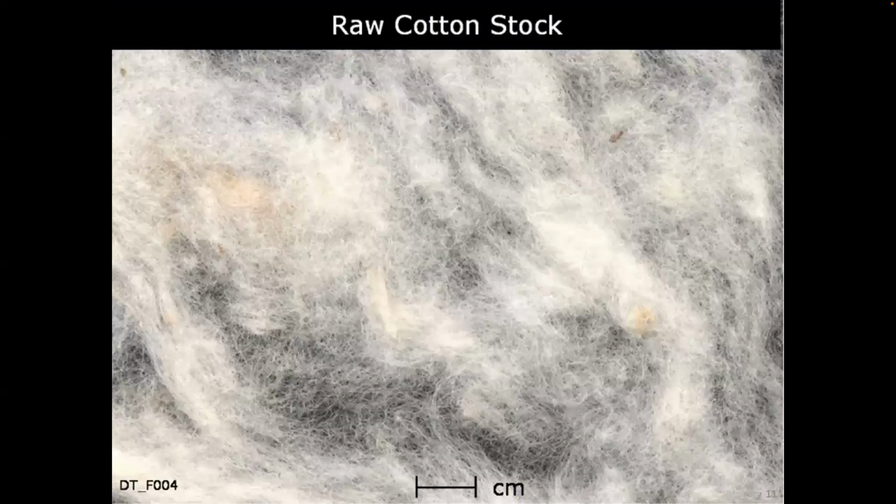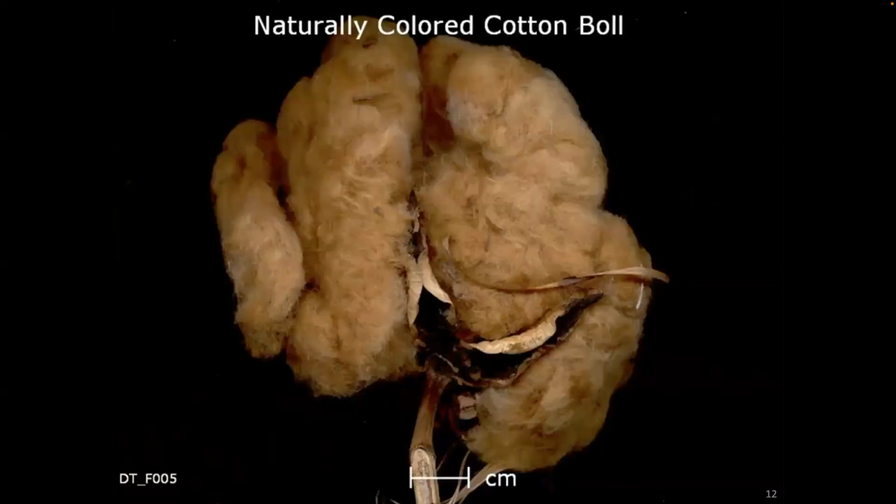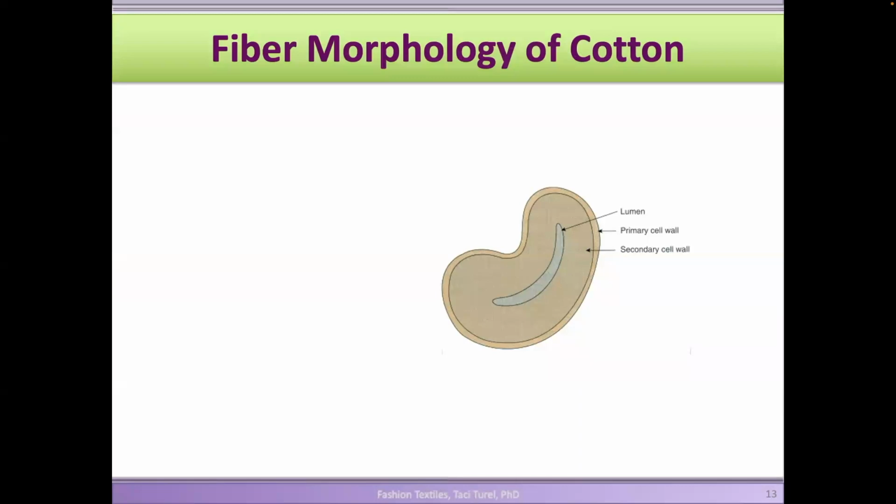This is a raw cotton fabric. You can see there are some brown spots there, and those may be caused by rain or other conditions that affect the plant in the field. This is a brown cotton that's naturally colored.